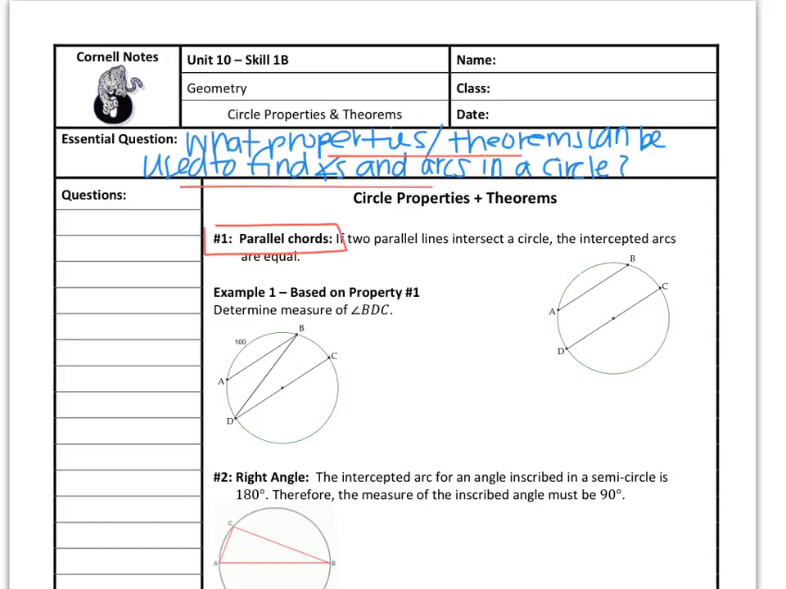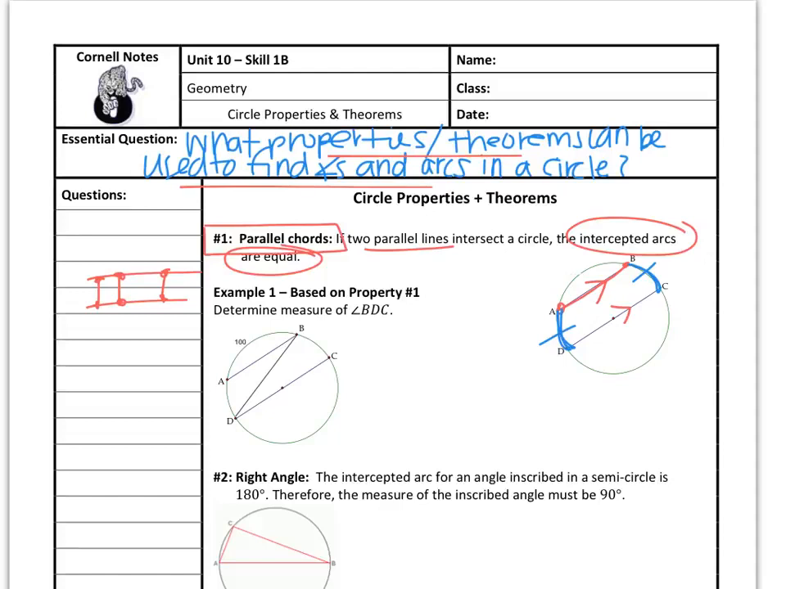Remember, chords go from one point on the circle to another point. And we're talking about these ones that are parallel to one another. So if two parallel lines intersect a circle, meaning if those chords are parallel, then the intercepted arcs are equal. You know that the distance between parallel lines is always equal. That distance is the same as this distance, which is the same as this distance. So what we're saying is that the distance between these parallel chords, in terms of the arcs, are now congruent.